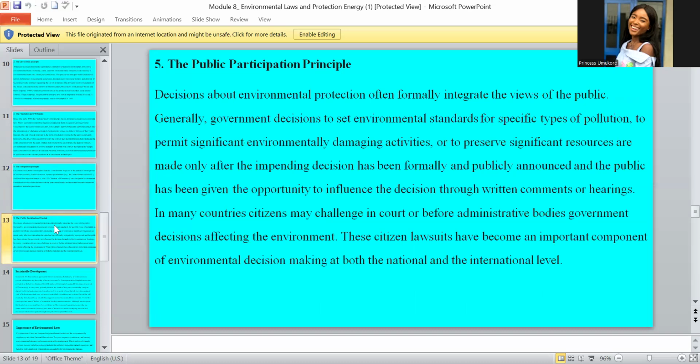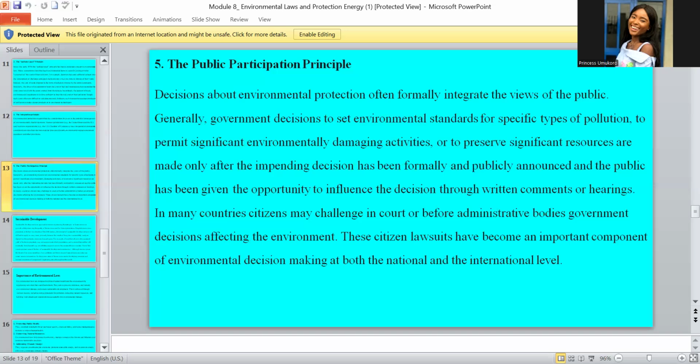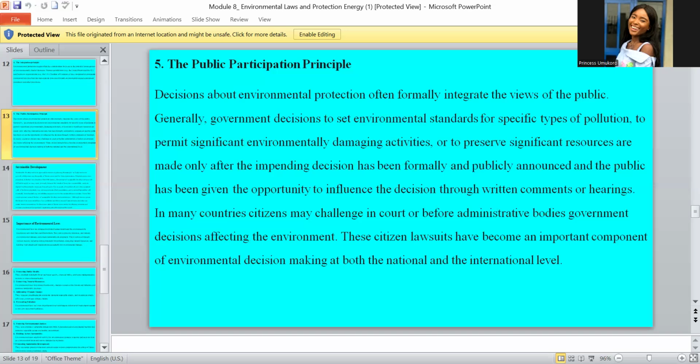Decisions about environmental protection often formally integrate the views of the public. Generally, government decisions to set environmental standards for specific types of pollution, to permit significant environmentally damaging activities, or to preserve significant resources are made only after the intended decision has been formally and publicly announced, and the public has been given the opportunity to influence the decision through written comments or hearings.